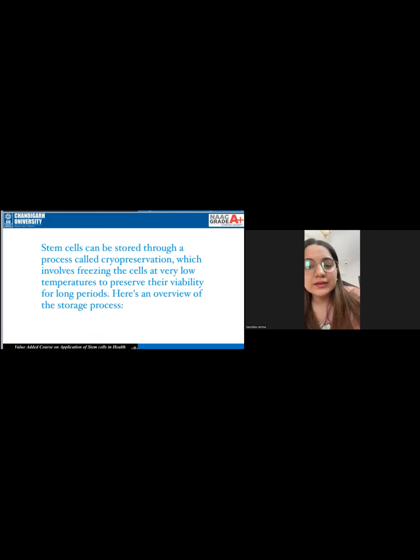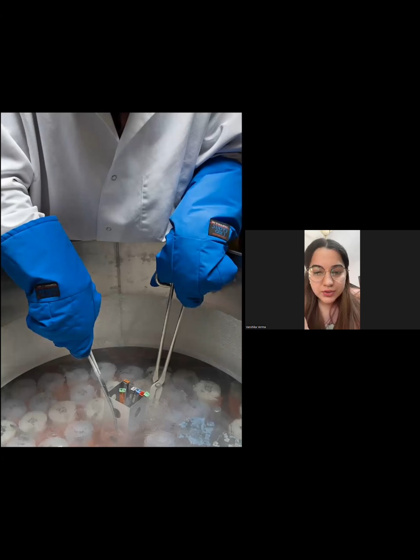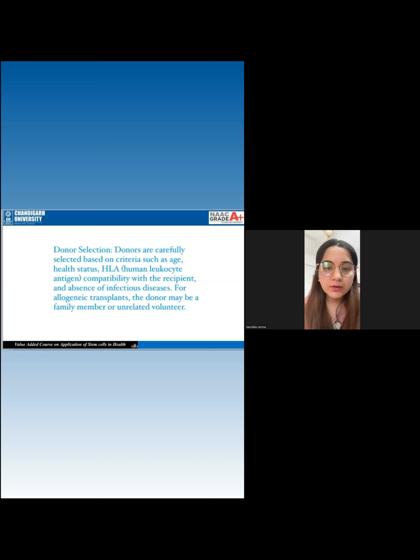Okay, so this is cryopreservation, how it is being stored, and what the whole procedure is. Now this is a picture again of how the freezing will take place. The stem cells are being frozen. Okay. Now let's talk about the donor selection.